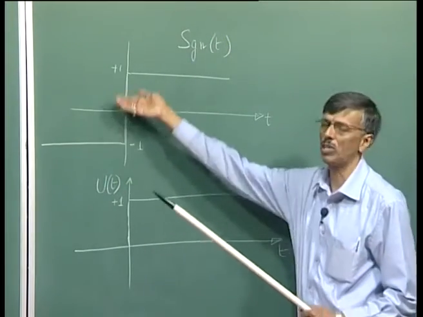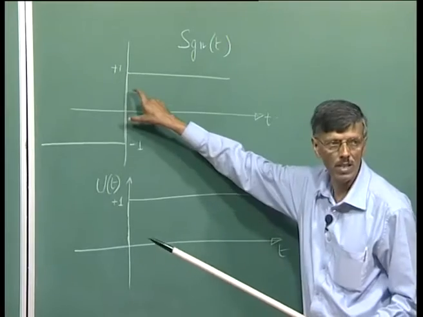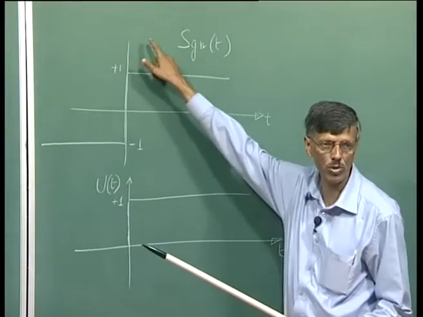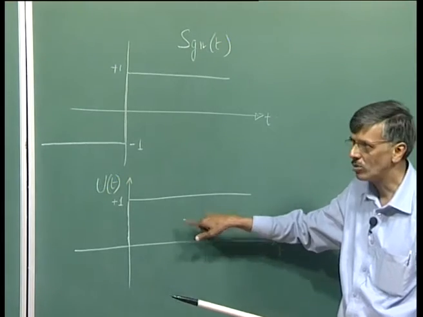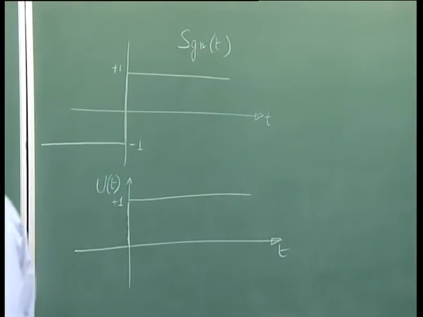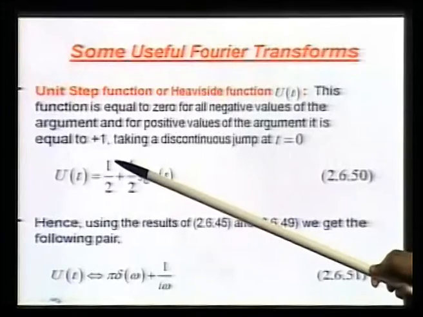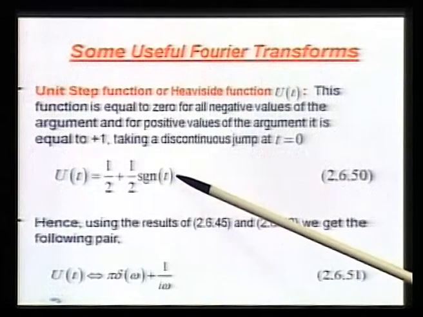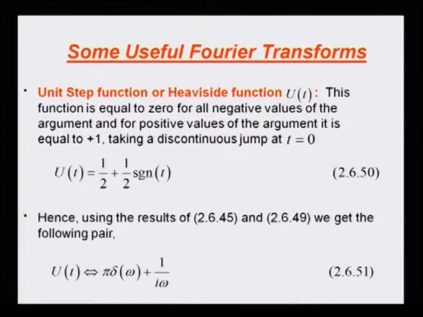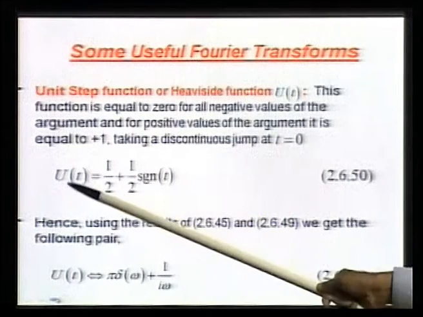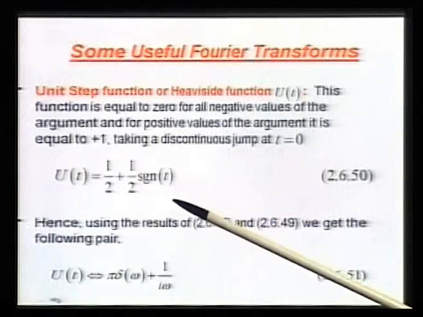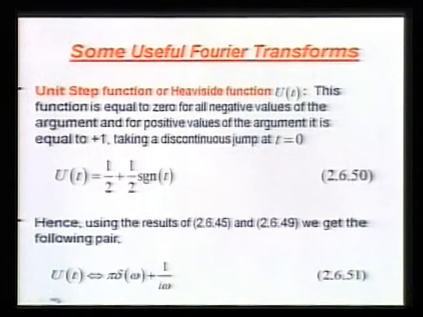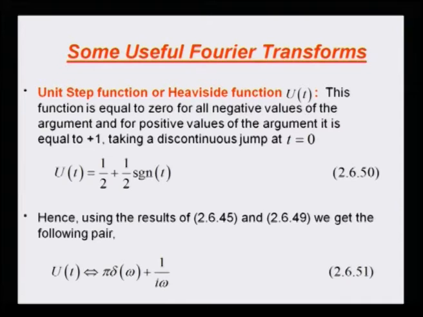What I could do is shift it up. If I shift it up, then this becomes plus 2. Then if I divide by 2, I will get this. So that is what we have done here: I have shifted first by 1, then added the signum function, and the whole thing has been divided by 2. So the Heaviside function is like this. Clear? And once I have this, I can get its Fourier transform or Laplace transform.